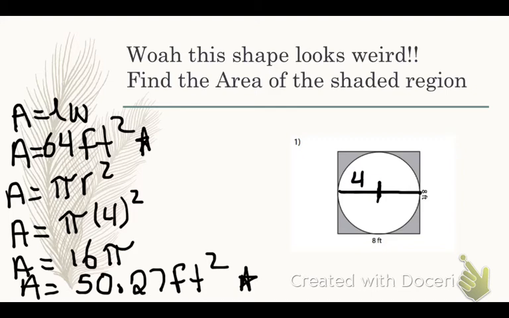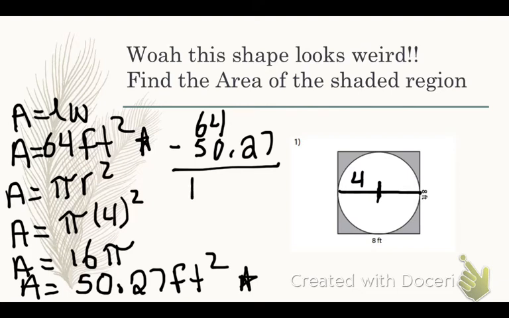Okay, so now we have the square right here, and we have the circle right here. Because we have the area of a square and we're taking out the circle, we have to subtract. So we need to take 64 minus 50.27. We are removing that circle from the square, and that will give us 13.73. So 13.73 feet squared is the final area.